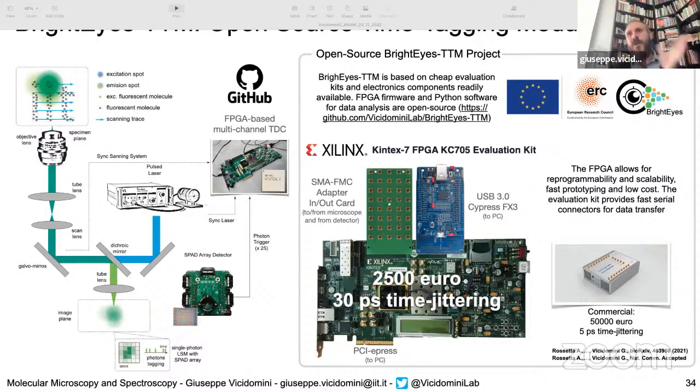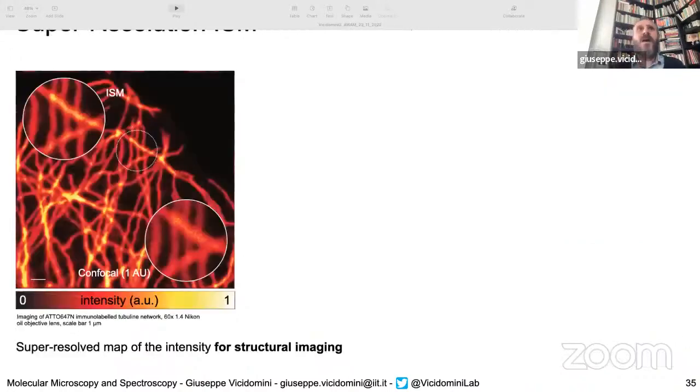I don't want to go too much into the detail of this technology, but it provides 30 picosecond resolution, exactly what we need for lifetime measurement. And what is very important, it's an open source project. So in principle, and I'm happy to support you, you can go to our website and download all the code and all the parts lists to build your time-correlated single photon counting system, not only for the SPAD array, but for any other single photon detector.